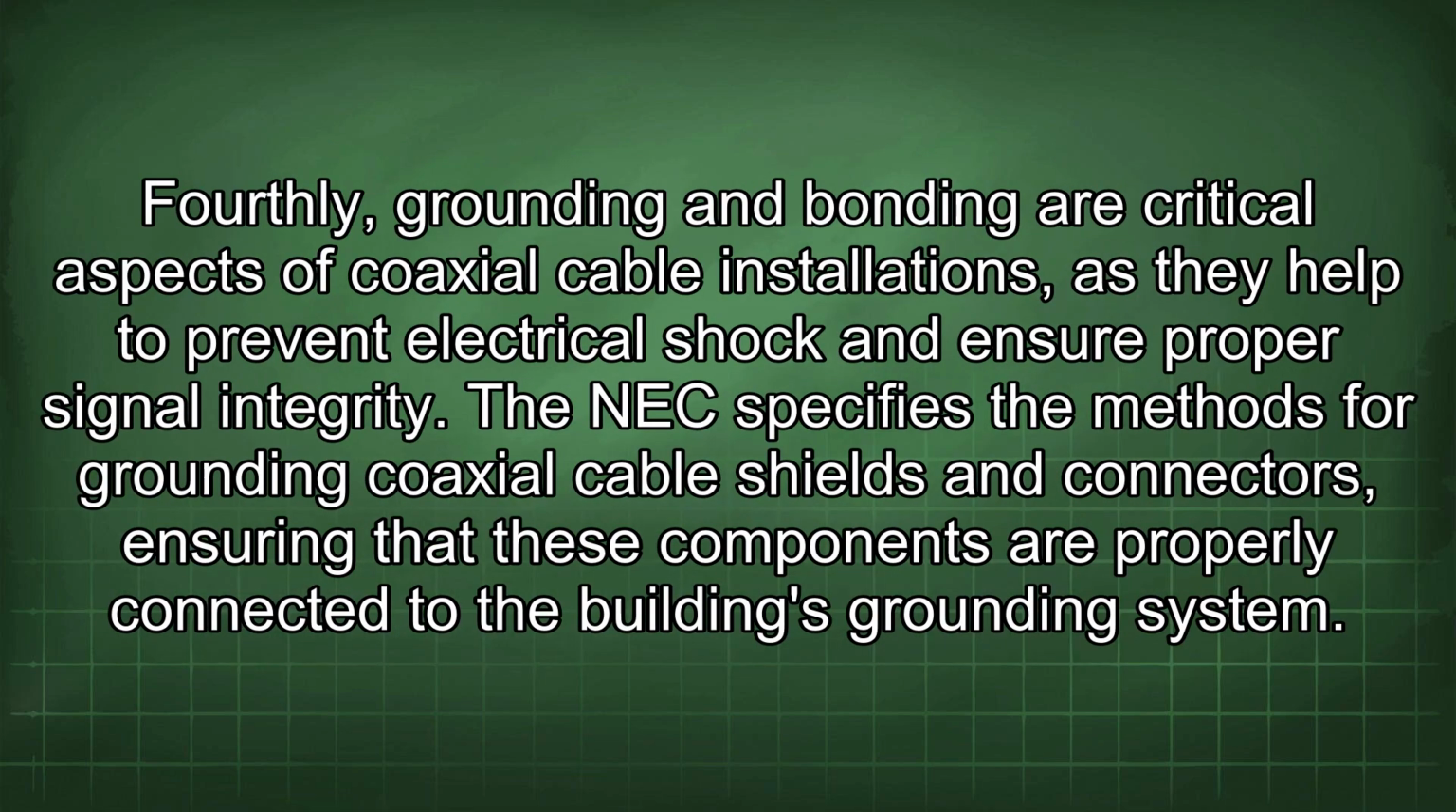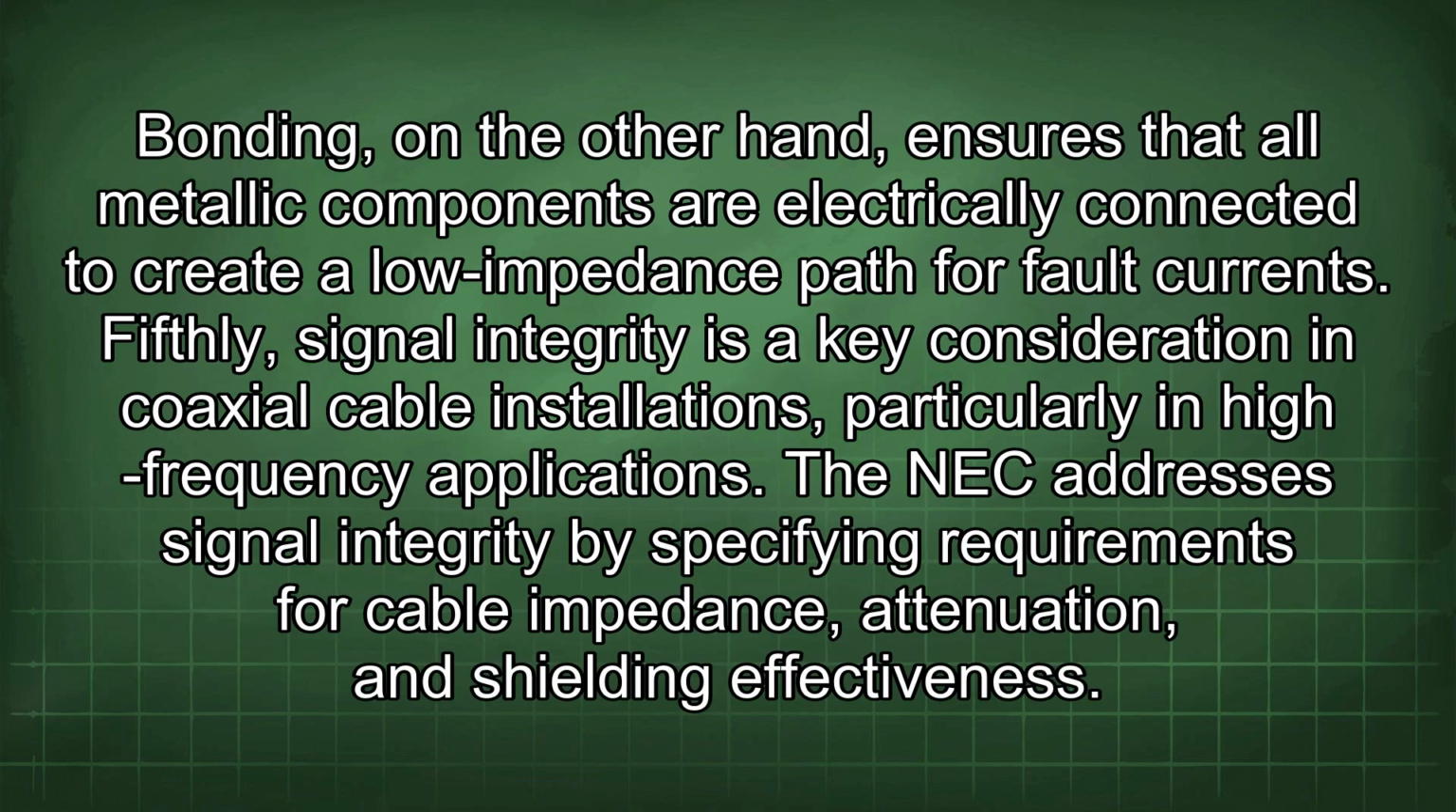Fourthly, grounding and bonding are critical aspects of coaxial cable installations, as they help to prevent electrical shock and ensure proper signal integrity. The NEC specifies the methods for grounding coaxial cable shields and connectors, ensuring that these components are properly connected to the building's grounding system. Bonding, on the other hand, ensures that all metallic components are electrically connected to create a low impedance path for fault currents. Fifthly, signal integrity is a key consideration in coaxial cable installations, particularly in high-frequency applications.